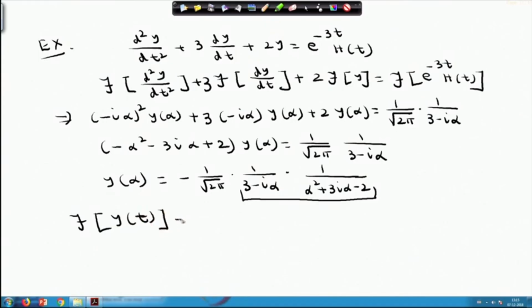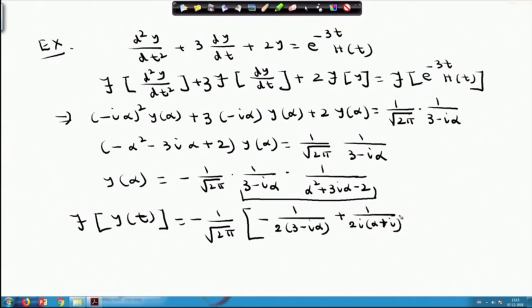This equals minus 1 by root 2 pi. You should check it on your own whether I have written it correctly or not: minus half into 1 by (3 minus i alpha), plus 1 by 2i into 1 by (alpha plus i), these things you have done earlier, minus 1 by i into 1 by (alpha plus 2i). So, once I am breaking it, I will obtain this; this term basically can be broken into like this.